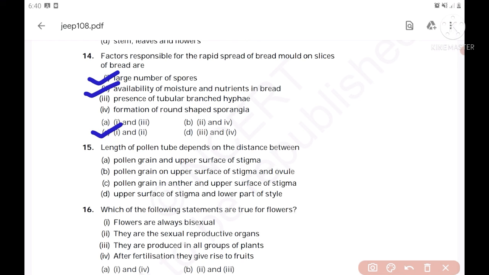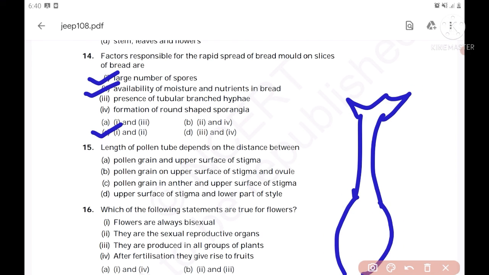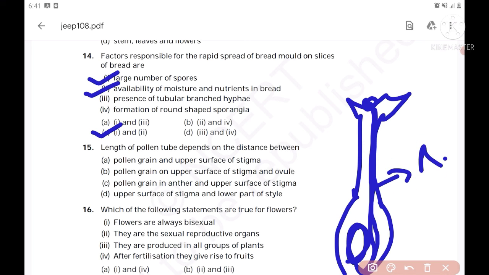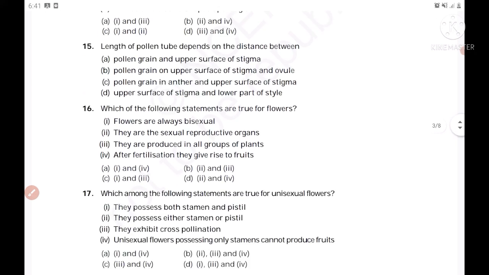Next, length of a pollen tube depends on the distance of... What was the pollen tube? If this is the stigma, this is the ovary, this was the pollen grain. The pollen grain will produce a tube until the ovule. So this tube is called the pollen tube. What is the length? It's from the upper part of the stigma to the ovule. So pollen grain on the upper surface of the stigma and the ovule. B is the answer. We'll go for the next question.